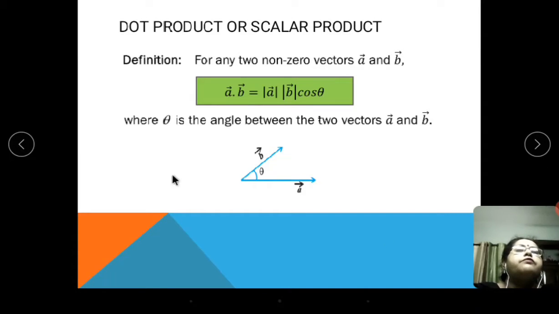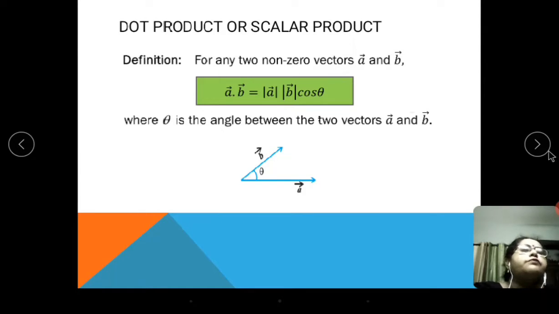Now, we have defined this dot product for non-zero vectors. What if one or both of the vectors were zero? Can we define the scalar product then? If a is zero or b is zero, we cannot draw that vector. If a is 0, it's a vector of length 0, so we cannot actually draw it, and therefore theta becomes undefined. That is why in our definition we had the term non-zero vectors.